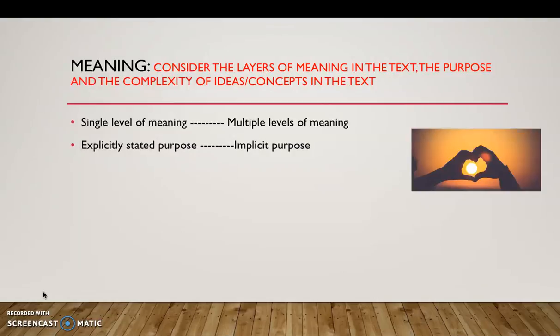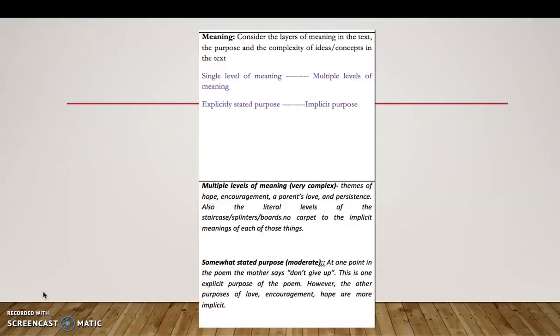Finally, when looking at a text, we want to consider the meaning, the layers of meaning, the purpose of the text, and the complexity of the bigger ideas and concepts. We want to ask ourselves, is there a single meaning or multiple levels of meaning? And is the purpose stated by the author, or is it more implicit? In this case, there are multiple levels of meaning. There are themes of hope, encouragement, a parent's love, and persistence.